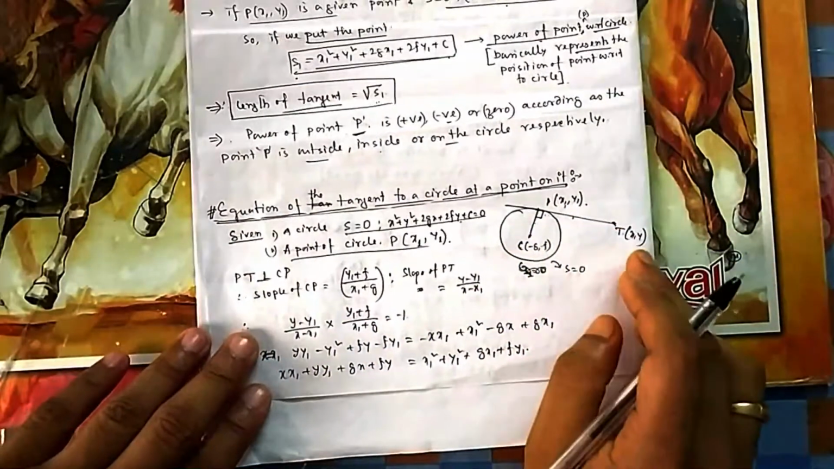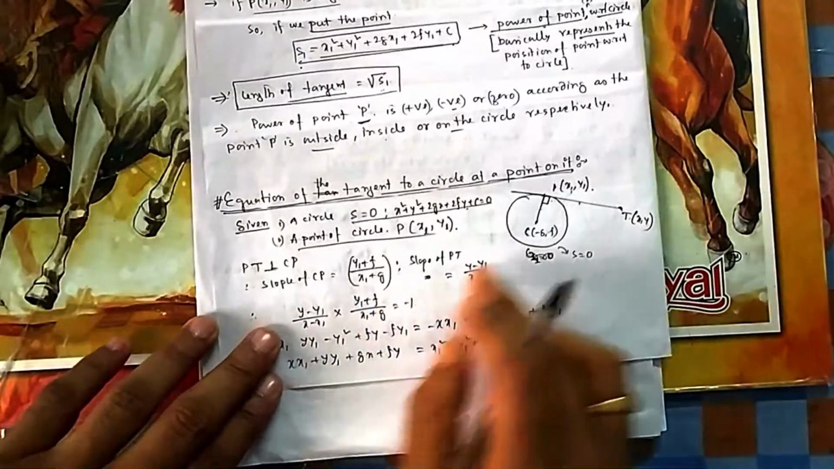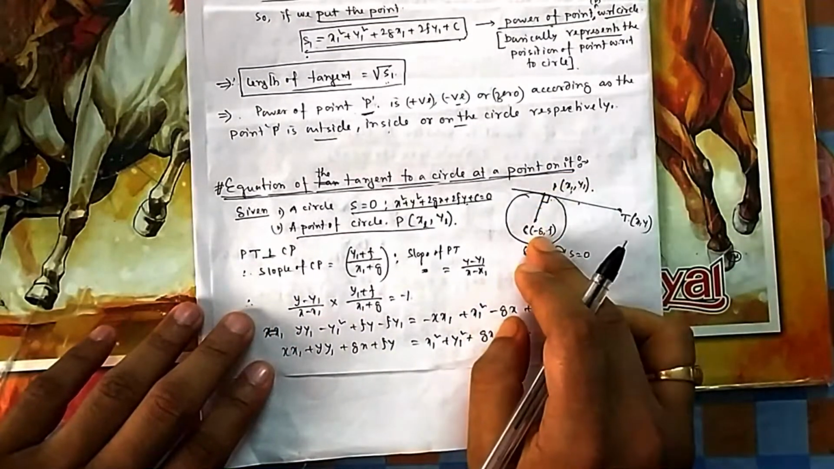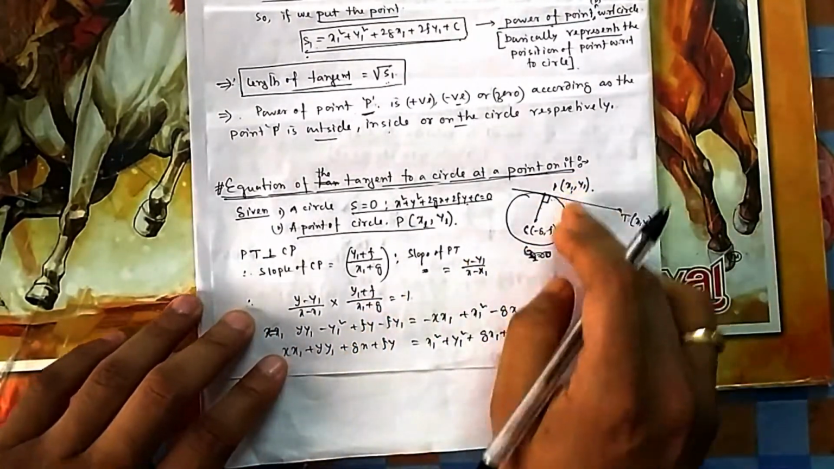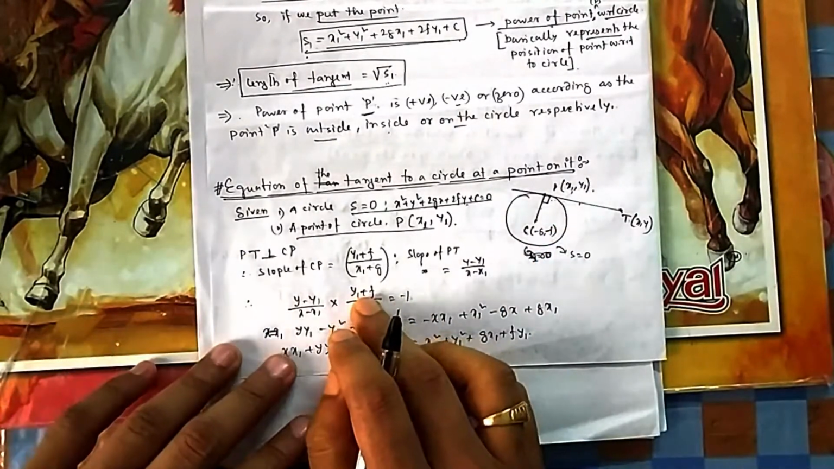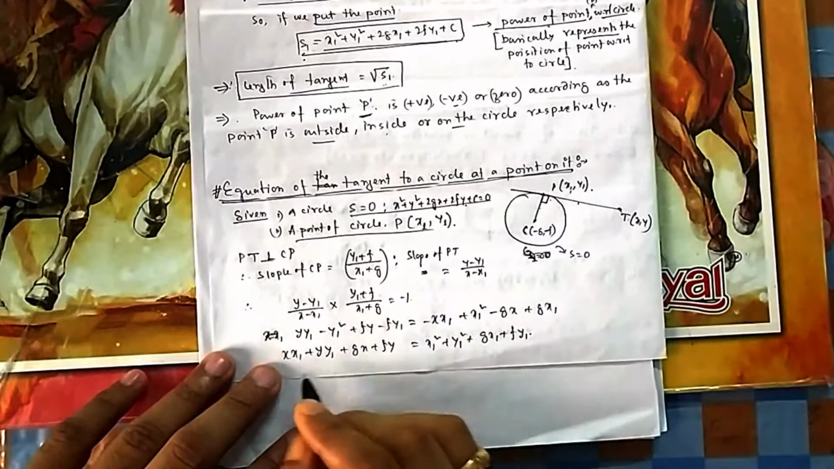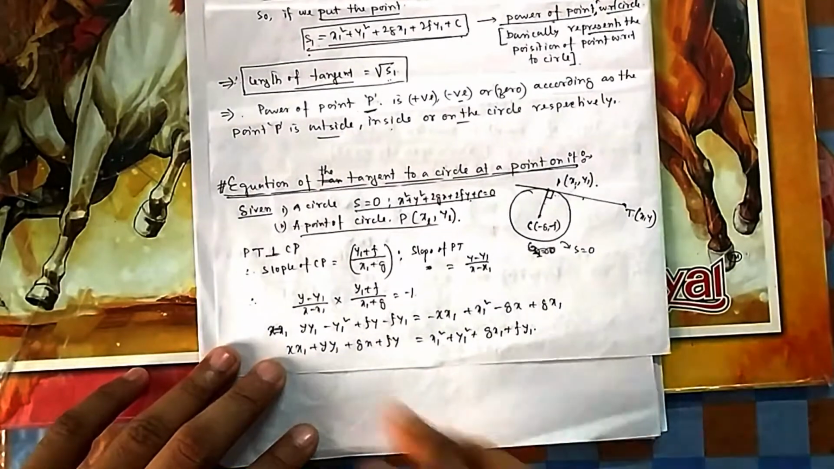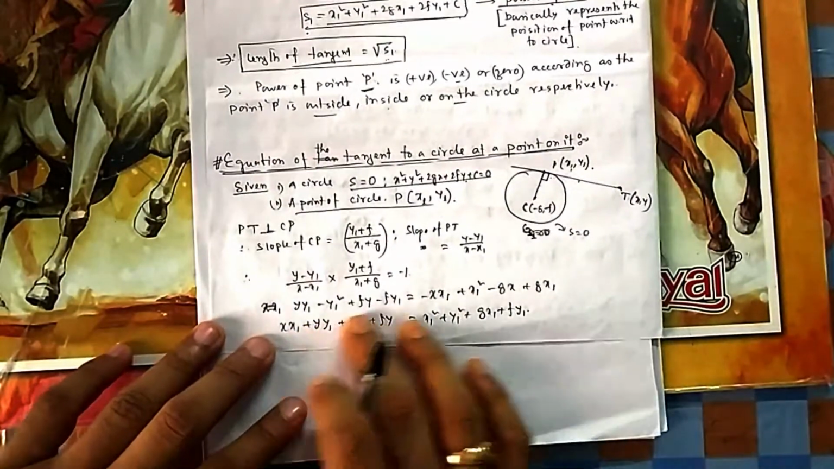So what is the formula for slope? It is y minus y1 by x minus x1. What is the slope for this? x1 minus (-g), that is x1 plus g, and y1 minus (-f), that is y1 plus f. So this product should be -1. If you simplify it, you will get it. You can open it, this is simple algebra.